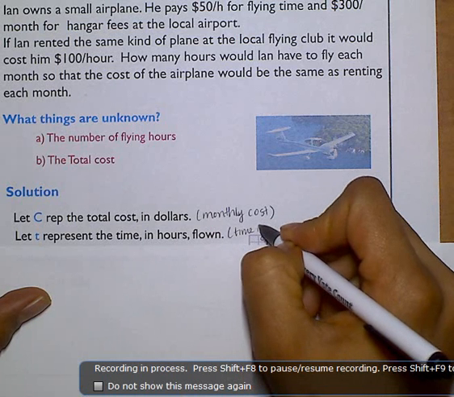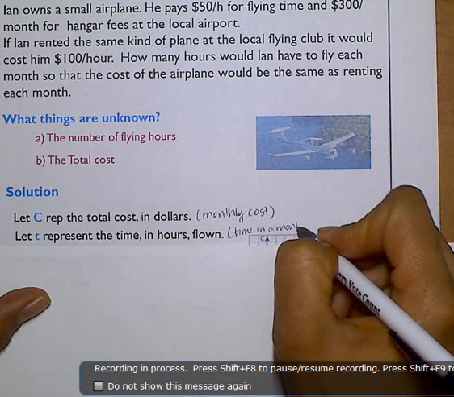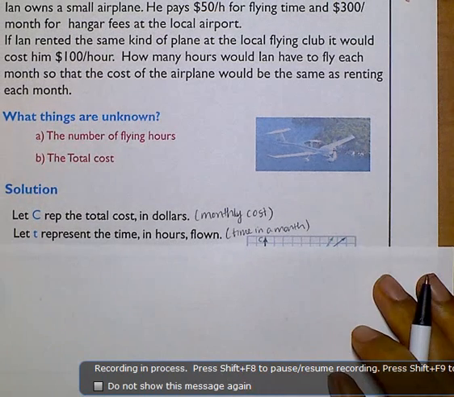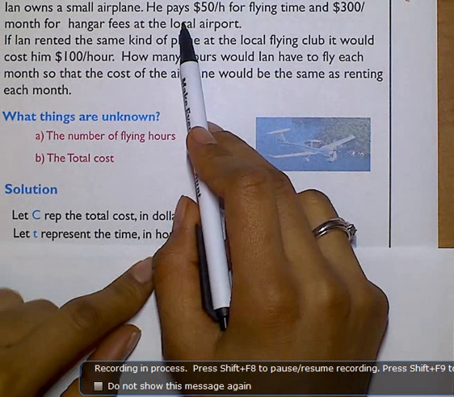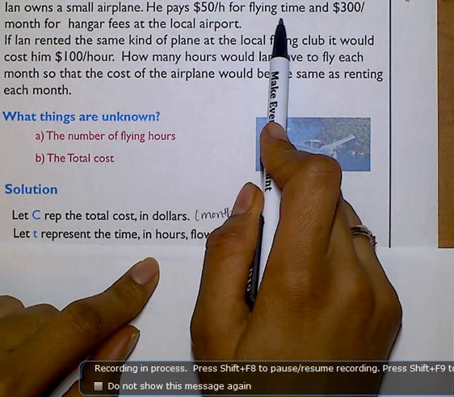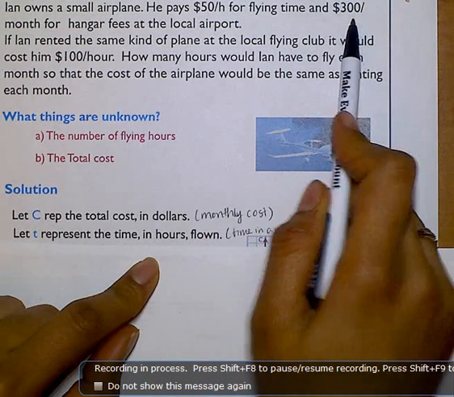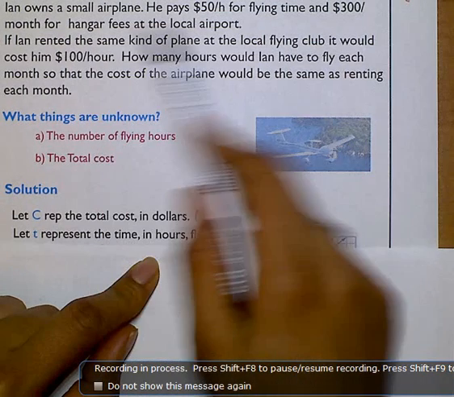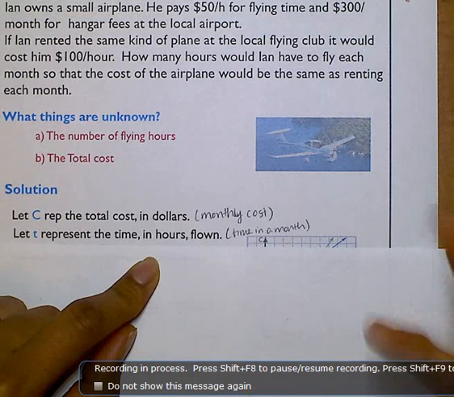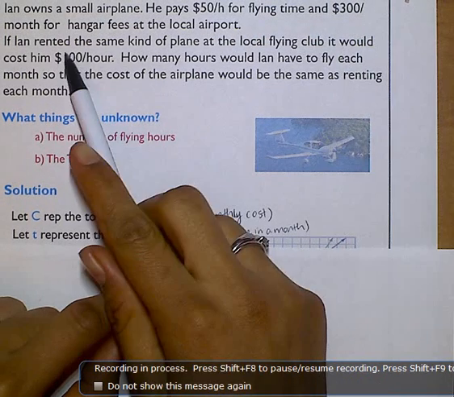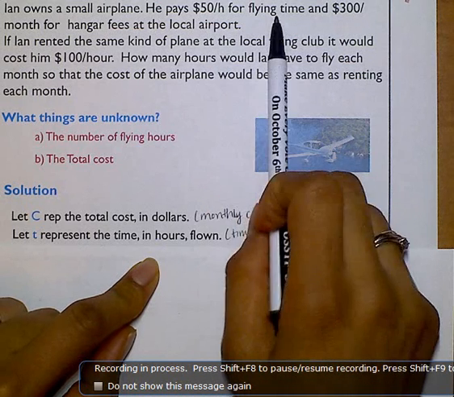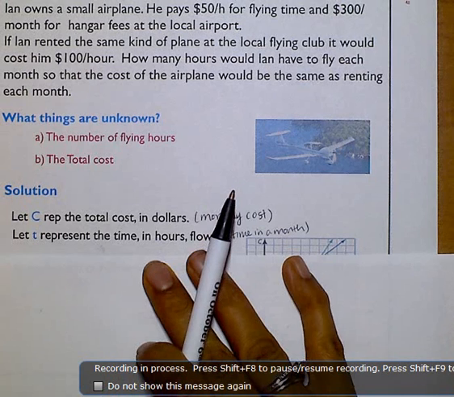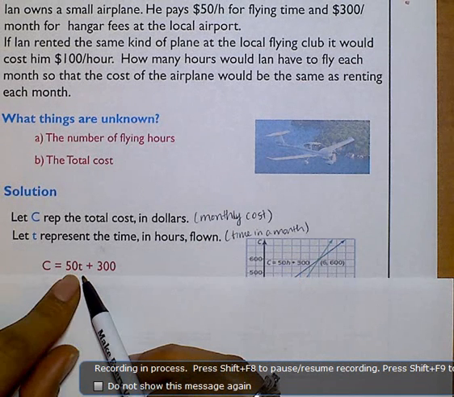For the first part, if Ian owns an airplane, he has to pay $50 an hour for flying time, as well as $300 a month just for hangar fees at the local airport, just where he can actually park his airplane. So there's a $300 charge, that's a flat fee, and then there's a $50 per hour charge for his flying time. So my total cost is going to be 50T, because that's the number of hours that I'm going to be flying, every hour is basically $50, and then the $300 just to store the airplane.